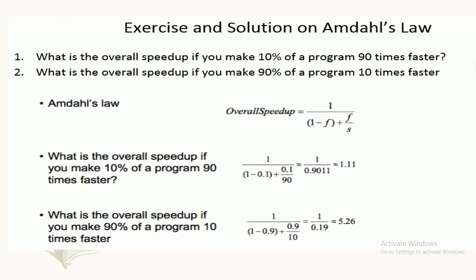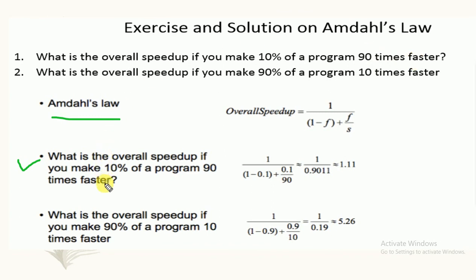So we will look at some more example problems related to Amdahl's law as an exercise. What is the overall speedup if you make, so this is the solution for the first one. Once again, Amdahl's law: speedup is equal to 1 divided by (1 minus fraction enhanced) plus fraction enhanced divided by speedup enhanced. It's a very important formula.